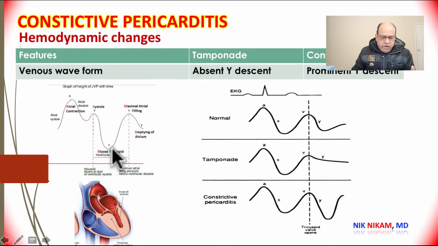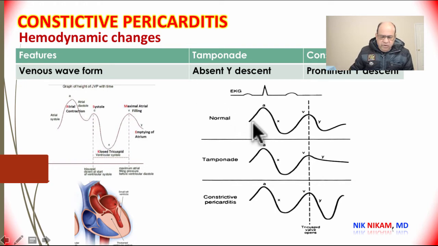As the venous return from the superior and the inferior vena cava comes to the right atrium, there is gradual increase in the right atrial pressure. When the tricuspid valve opens before the atrial contraction, we see the Y descent, and after that, with the beginning of the atrial contraction, we have the next A wave. So this is a jugular venous pressure waveform.